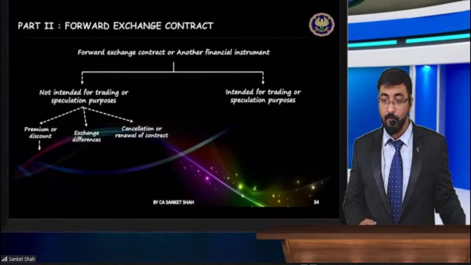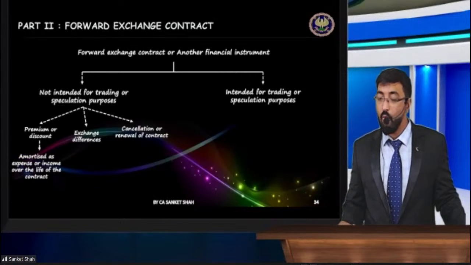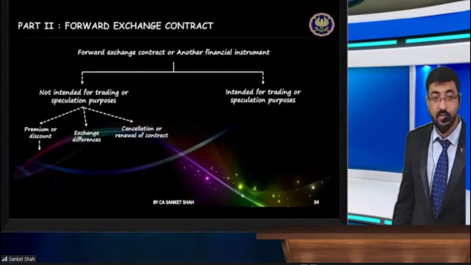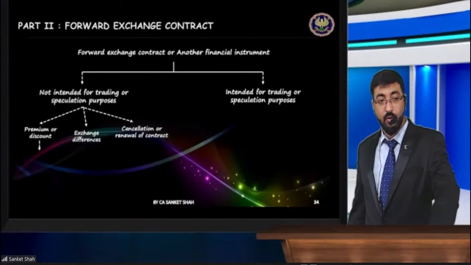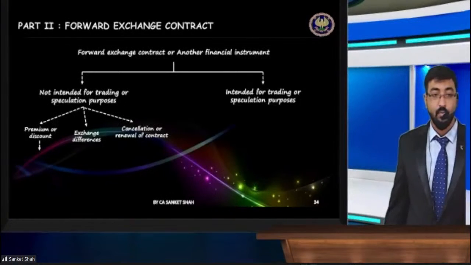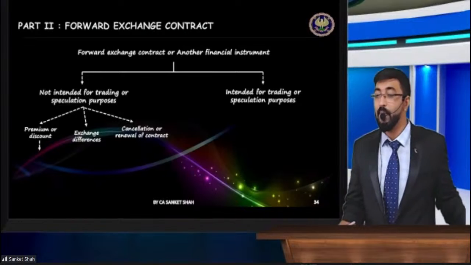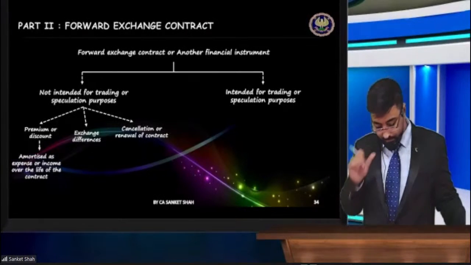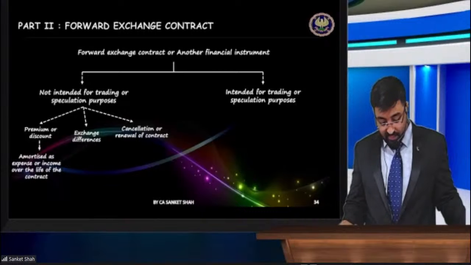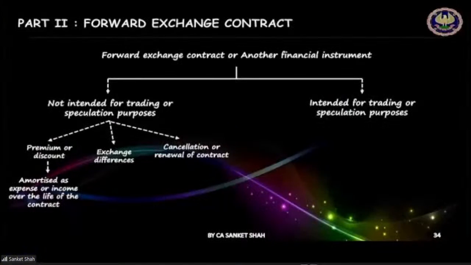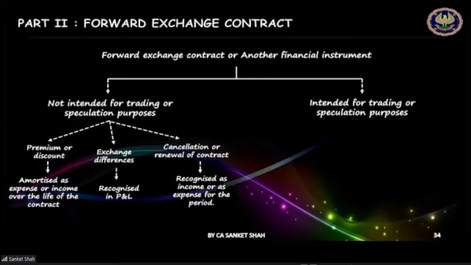Premium or discount. Now, what is premium or discount that I'm going to tell you? Write it down in three parts. One is premium or discount. One is recognizing profit and loss account, exchange difference. Here, premium or discount: amortize as expenses or income over the life of the contract. Exchange difference, you will debit it to profit and loss account. And cancellation or renewal is also recognized as income or expenses for the period.